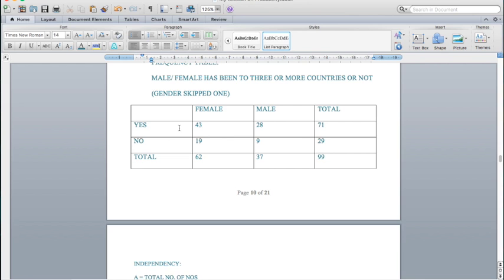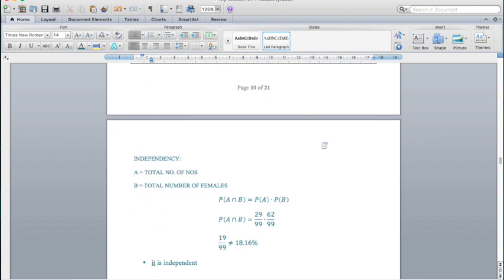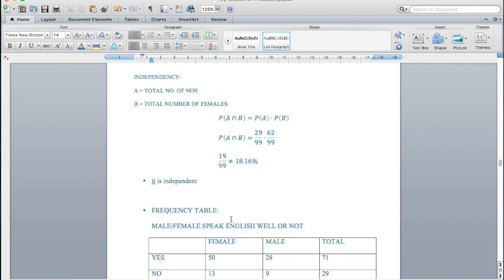And I went through each survey and summarized them, and it turns out that there are a total of 71 yeses for students who have been to 3 or more countries, and a total of 29 no's for that question. And 62 of them were females, and 37 of them were male, with a total of 99. And this is to find the independency.